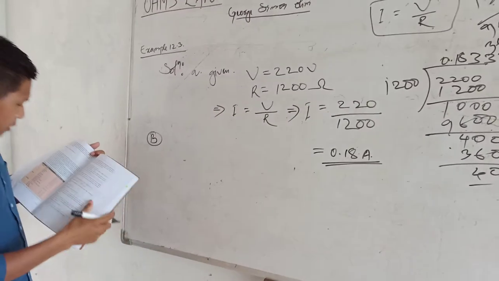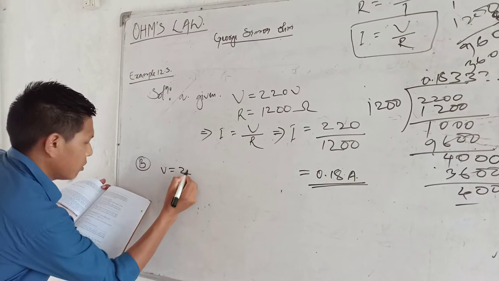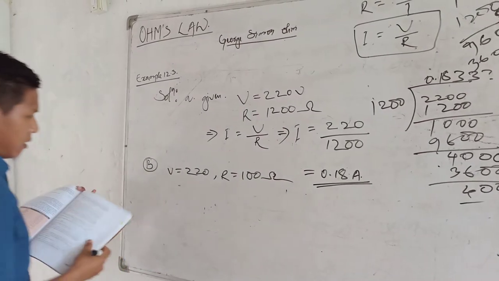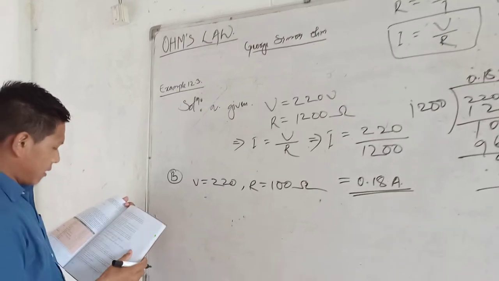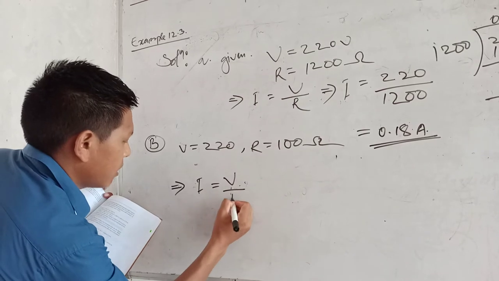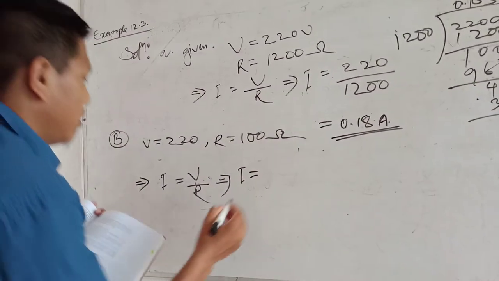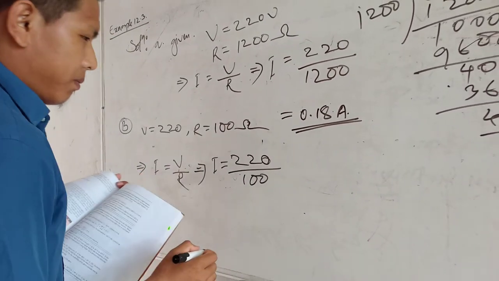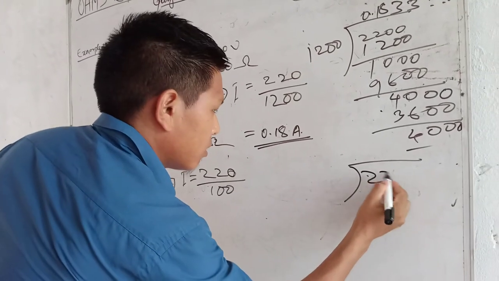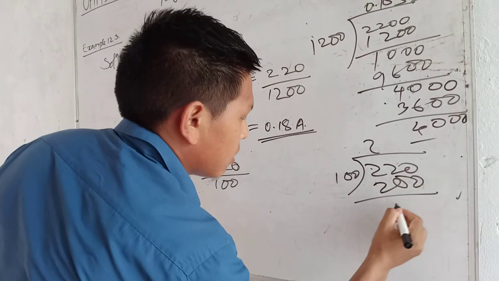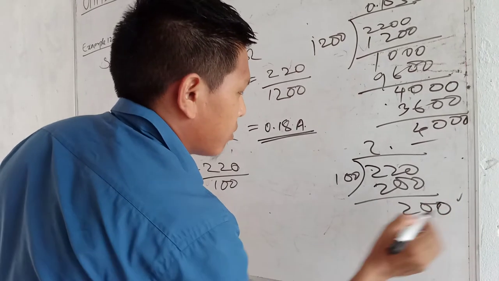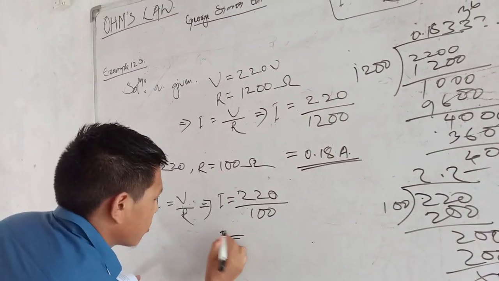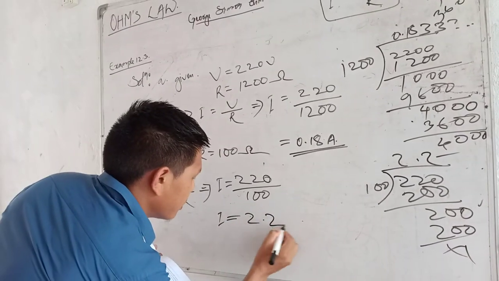Now number B. We have V is equal to 220 and R is equal to resistance, which is given as 100 ohm. Now we have to find again the current, that is I is equal to V by R. This implies I is equal to 220 divided by 100. So we write here a point so that we can put the zero, and then 100 into 2 is equal to 200. So the answer will be I, current, is equal to 2.2 ampere.